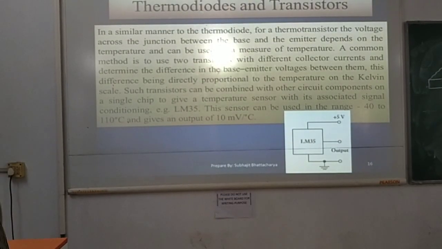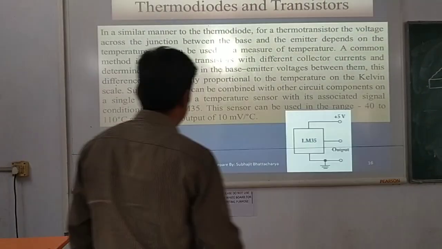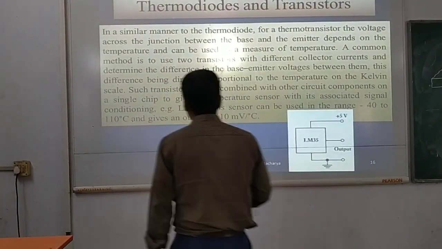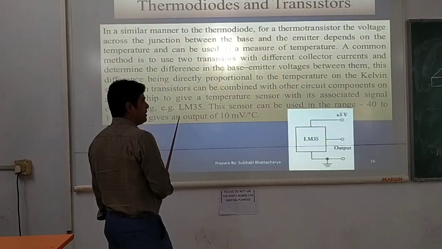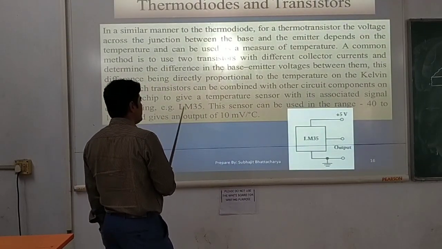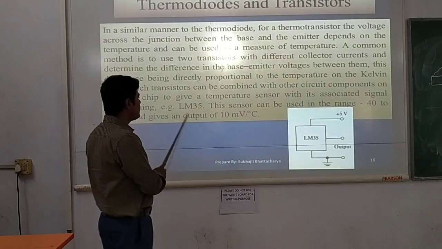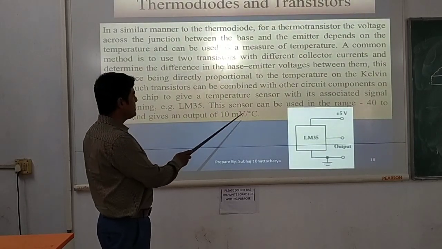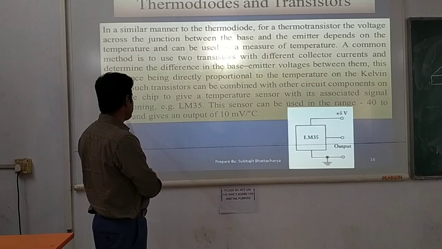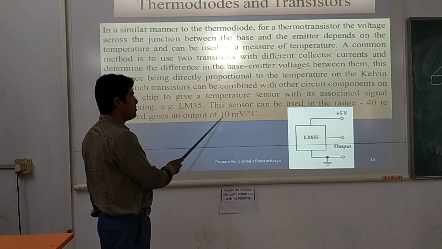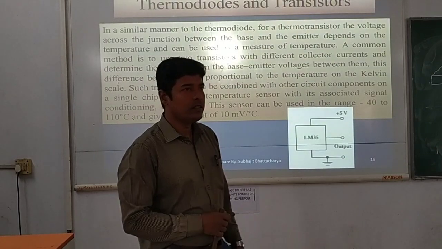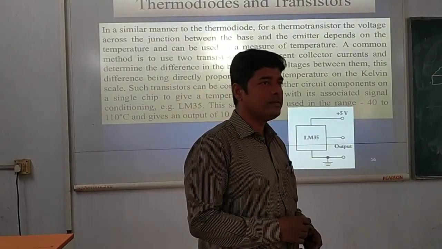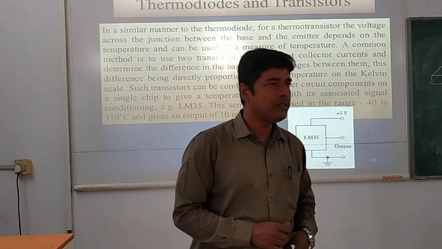So that is being stated here: the temperature sensor with associated signal conditioning device, and that temperature sensor is known as LM35. This sensor can be used in the range of -40 to 100 degrees Celsius and gives an output of 10 millivolt per degree Celsius. Is that understood? Yes. Any queries up to this? Anybody?